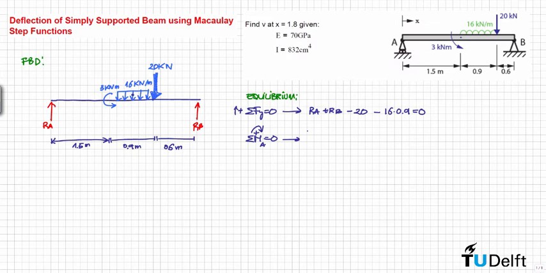Then we have first the contribution of this moment, the contribution of this distributed load, which is equal to the area of this load times the distance from this point to A, the moment that this force is creating, and finally the moment that RB is creating here at A. So we have that.